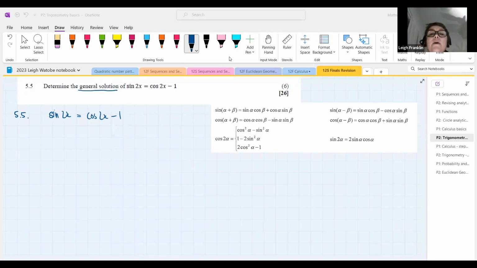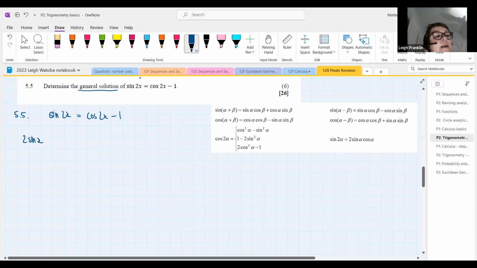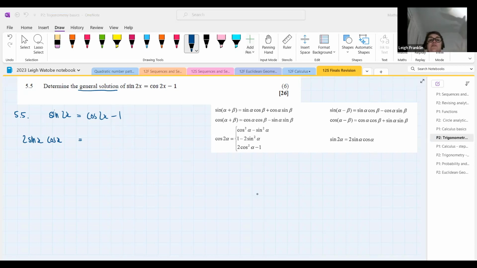I would rather use my double angle identities, absolutely. So I'm going to rewrite sine 2x as 2 sine x cos x. Now on the right-hand side, I've got cos 2x. How am I going to know what to change it to? Okay, so Trish has made a suggestion. Trish says change it to 1 minus 2 sine squared x.